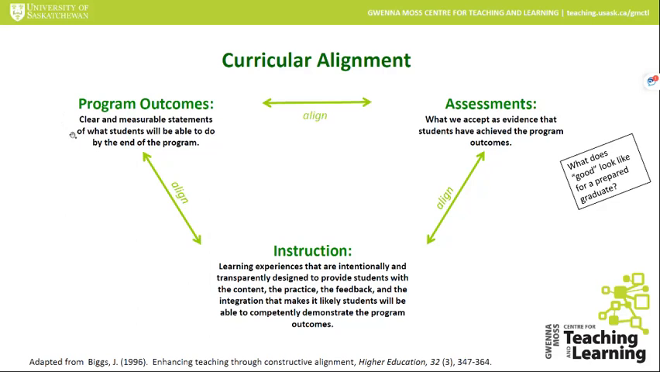Once we've been able to define and describe our program outcomes and have determined how students will demonstrate their learning of those outcomes and what we'll accept as evidence, then we're able to work backwards and design our courses and those learning experiences that provide students with the content, the practice, the feedback, and the integration that make it likely that they'll be able to demonstrate those program outcomes.